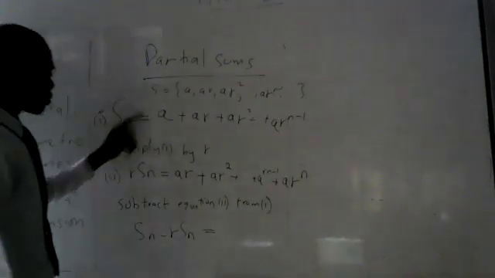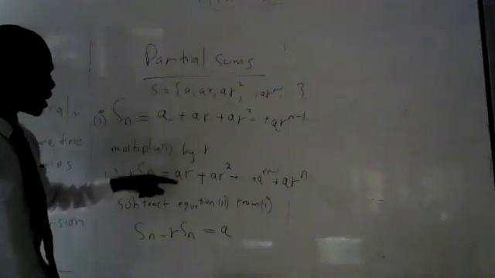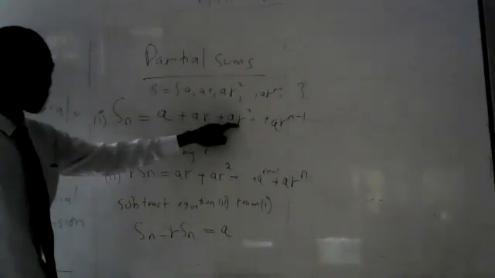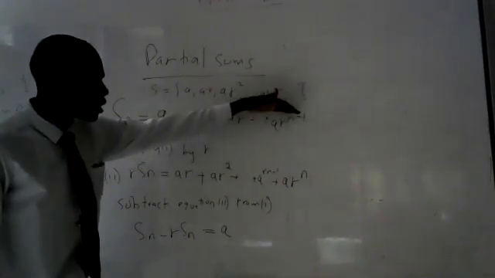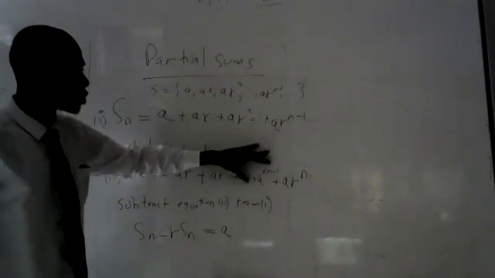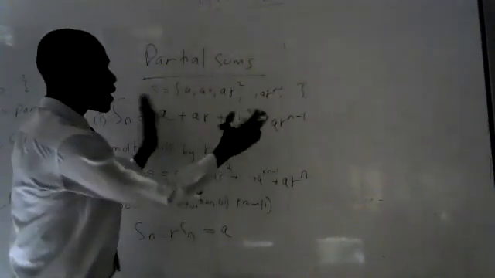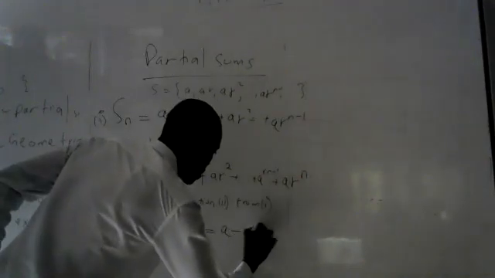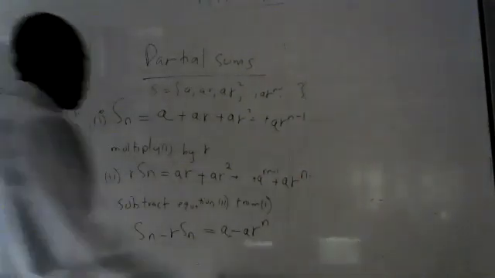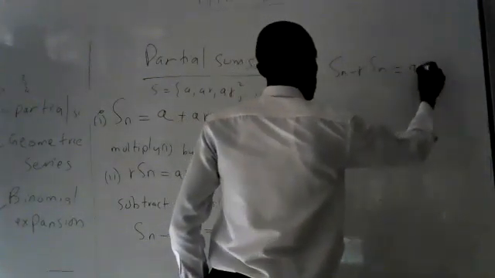Notice that we have A. If I take AR minus AR, well, that's 0. AR squared minus AR squared is also 0, all the way to AR to the n minus 1 minus AR to the n minus 1, it's also 0. So the only term that remains here is AR to the n. Everything in between A and AR to the n will cancel out. So I will have minus AR to the n. So we have this equation: Sn minus R times Sn is A minus AR to the n.